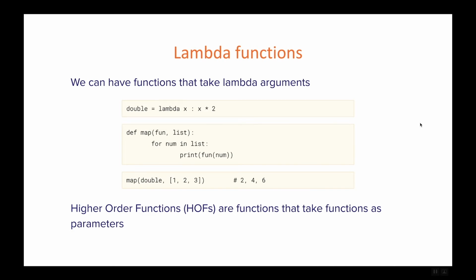So higher order functions are basically functions that take other functions as parameters. Okay, so in our example, our map function is a higher order function because it is expecting a function as the first parameter. All right, so let's talk about built-in functions.